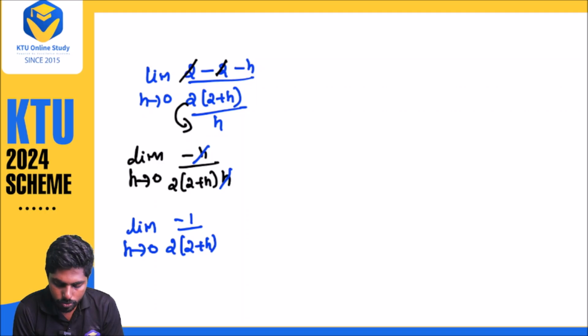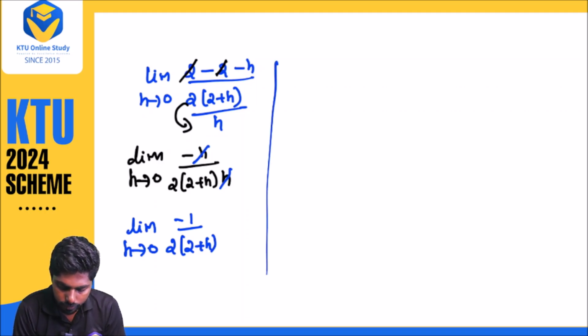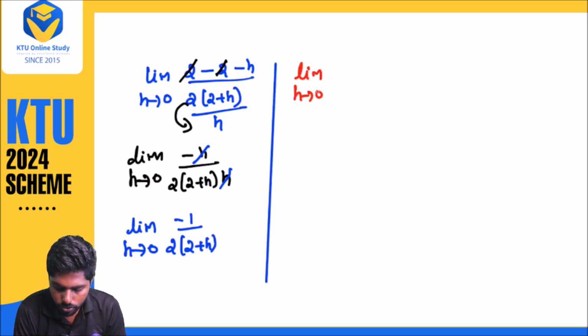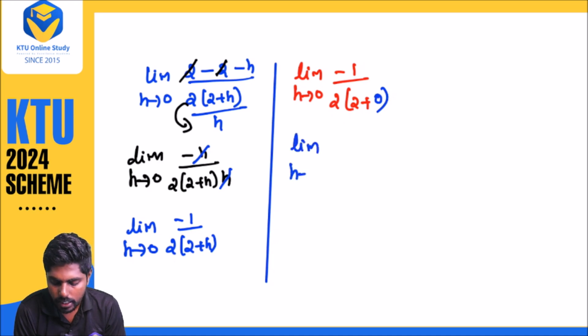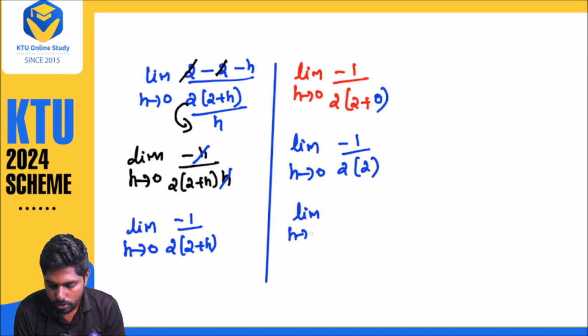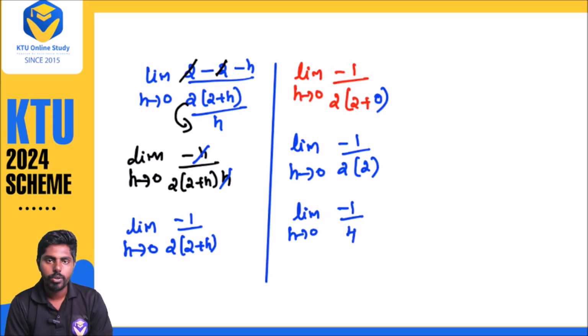So now substituting the value of h equal to 0, what will happen? It will become limit h approaches 0 of minus 1 into 2 into 2 plus h, where h approaches 0. So we get minus 1 by 2 into 2. So what will you be getting? What is the answer? Minus 1 by 4. So this is your required answer.